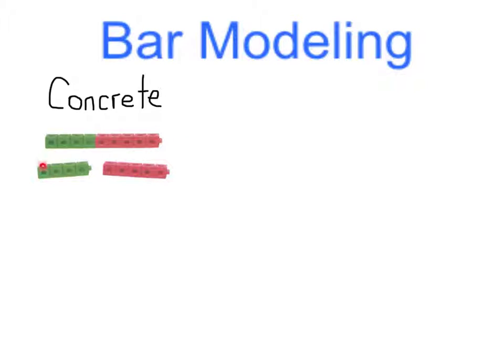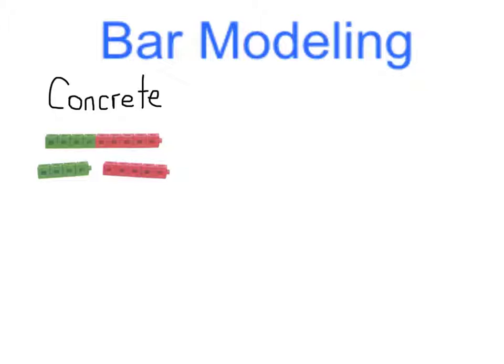Concretely, we can see that there are 1, 2, 3, and 4 green snap cubes. We can also physically see and count and touch the fact that there are 5 red snap cubes. We can physically put them together to show a sum made up of the 5 red parts and 4 green parts. We can then physically count 1, 2, 3, 4, 5, 6, 7, 8, 9.